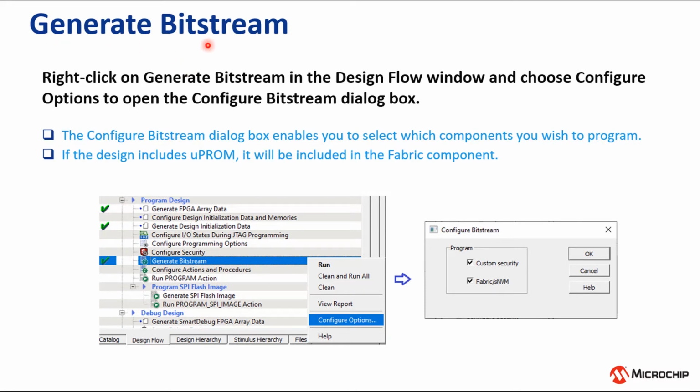Generate bitstream. Right-click on Generate bitstream in the design flow window and choose Configure options to open the Configure bitstream dialog box. The Configure bitstream dialog box lets you select which components you want to program into the device. If the design includes microPROM, it will be included in the fabric component.